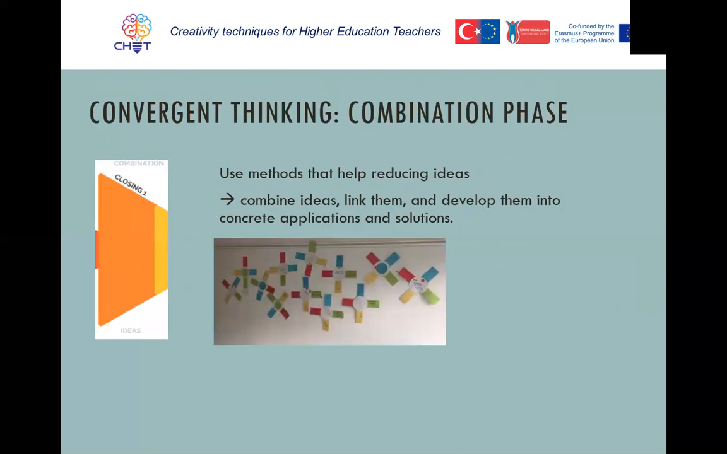The next phase is convergent thinking, and there you have the combination phase. In this phase, you're combining ideas that have come up in the two earlier phases, and this helps you then to reduce ideas. So you combine ideas, you link them, and you develop them into relatively concrete applications and solutions. This is a very important phase because here your ideas take shape.